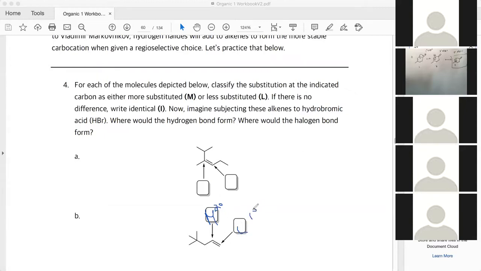Okay. Do you see what we're doing? Nothing really crazy here, but this is very important. I added this question on purpose so that you guys can build and see where this comes from in terms of Markovnikov's rule. Okay, so that's that one.